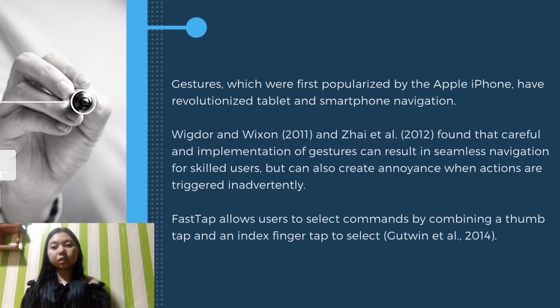Newer approaches take advantage of the multi-touch capabilities of touchscreens. For example, a two-finger swipe to the right might be associated with the back button of a browser. Fast tap allows users to select commands by combining a thumb tap to display the menu and an index finger tap to select (Gutwin et al. 2014). As users learn the location of menu items relative to their thumb, they can select rapidly before the menu is even displayed.